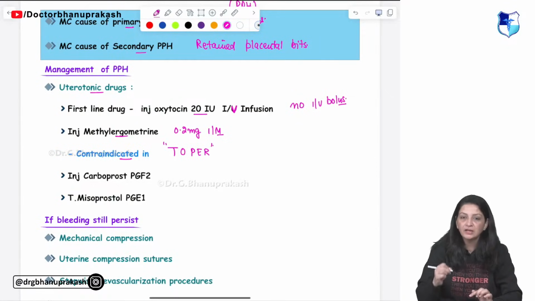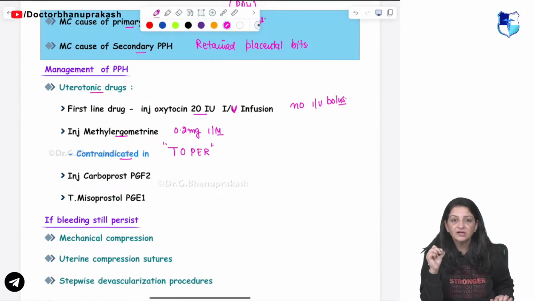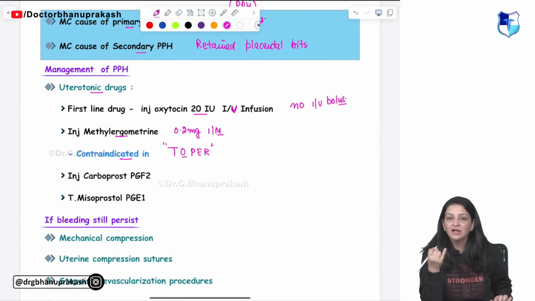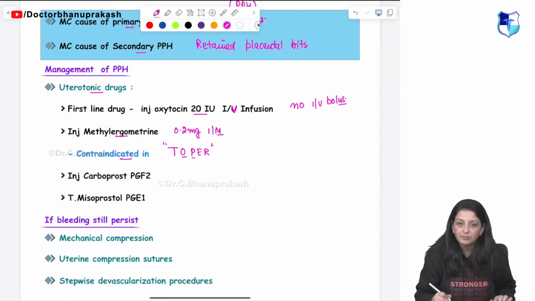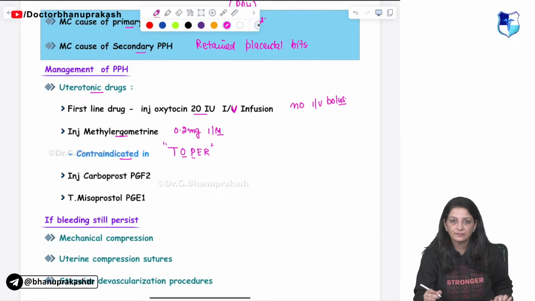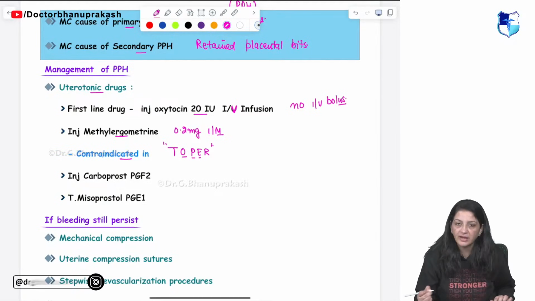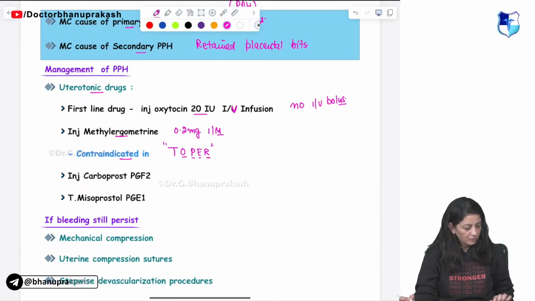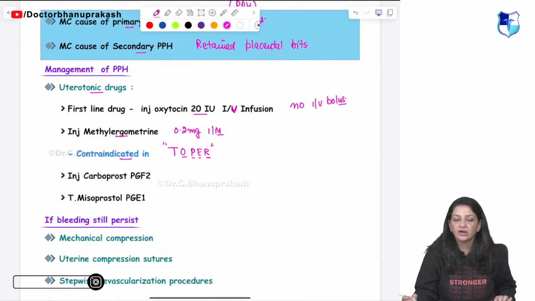It is contraindicated in, just remember the mnemonic TOPPER. T means after the delivery of first twin. O means organic heart disease. P stands for pre-eclampsia. E stands for eclampsia. R stands for Rh negative pregnancy. So methylergometrine is contraindicated in TOPPER.